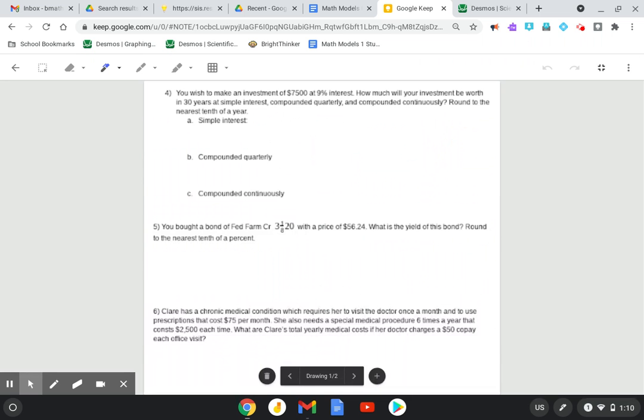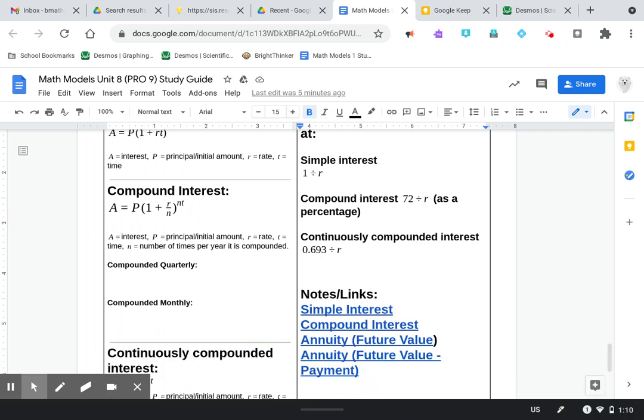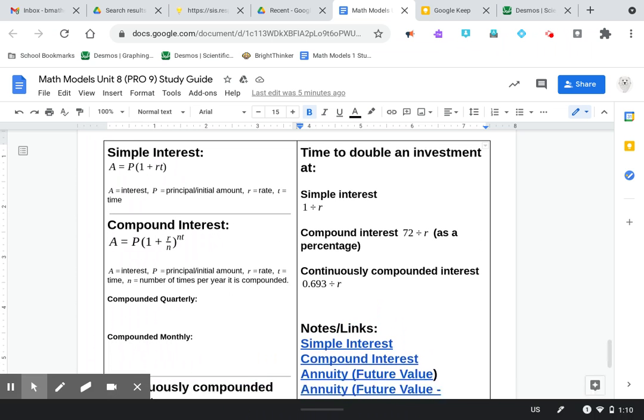A little bit different. You wish to make an investment of $7,500 at 9% interest. How much will your investment be worth in 30 years at simple interest, compounded quarterly, compounded continuously? So we're going to do 3 different types of interest. We have a formula for this over here on our review sheet. For each one of these, there's also a calculator. If you'd like to use those, go ahead. I'm going to work it out using the formula here.